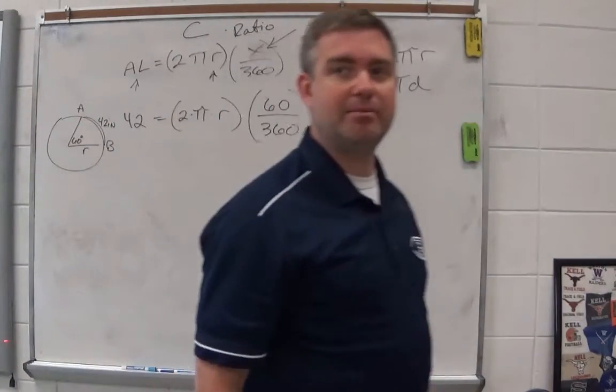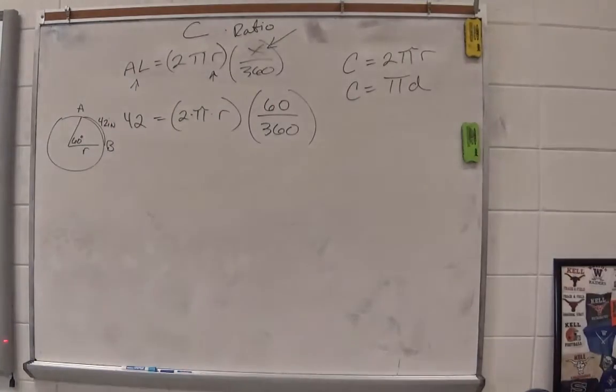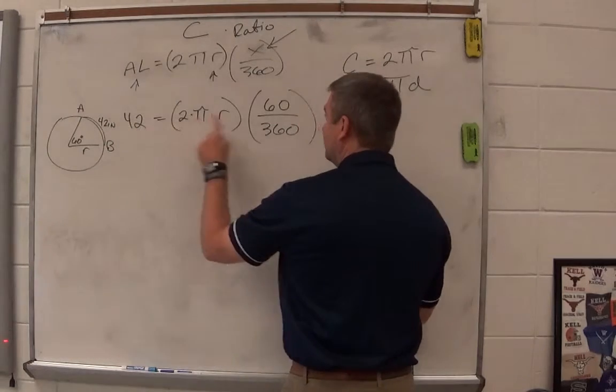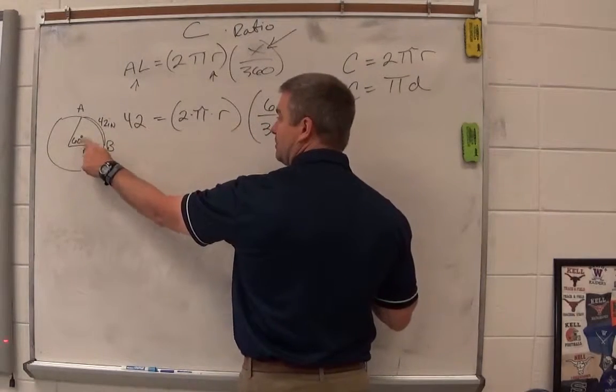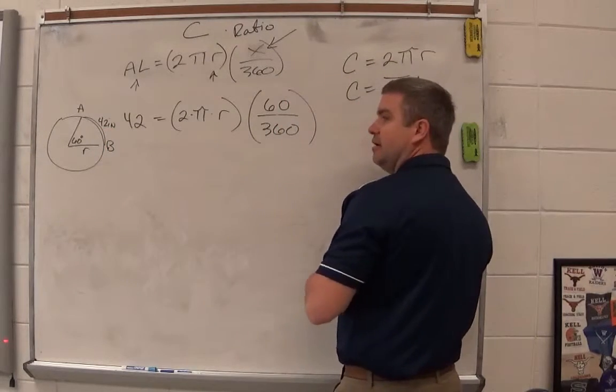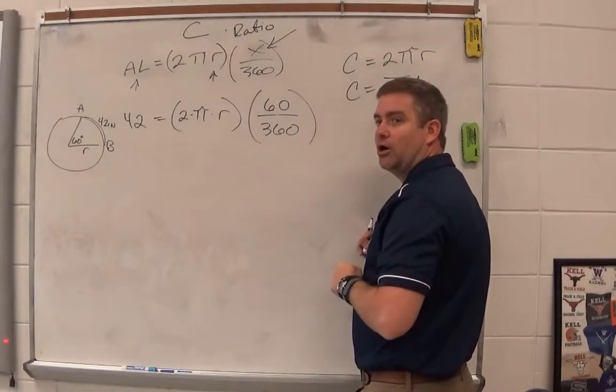Right? How is this problem different? Well, you've got to work backwards. You've got to manipulate that formula to be able to solve for R. Here it is. 42 is the arc length. 60 is that central angle measurement, which means that AB's measurement is 60 degrees. How do I isolate R?